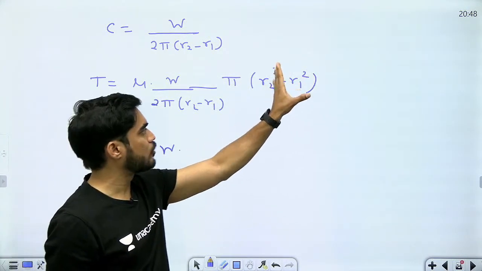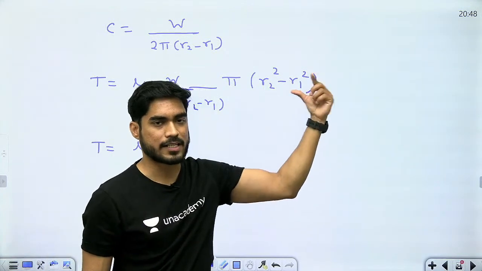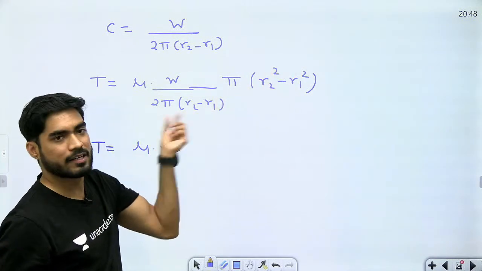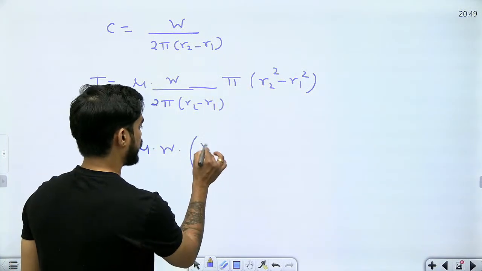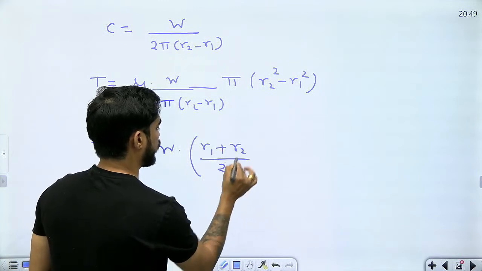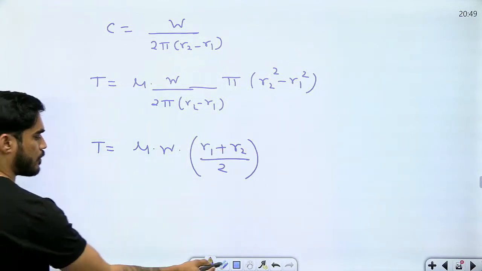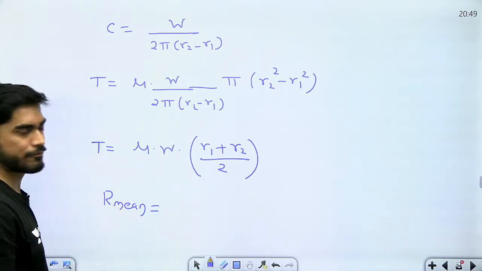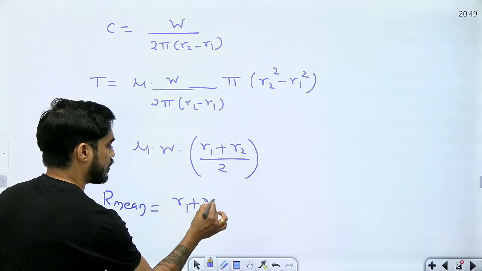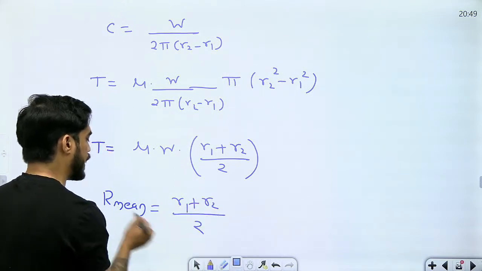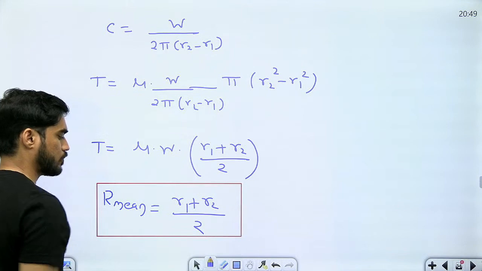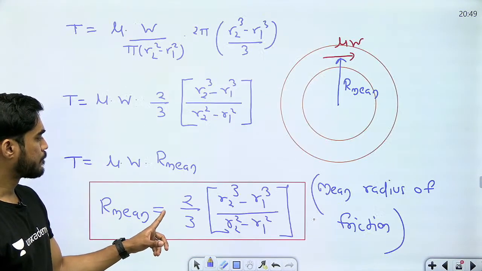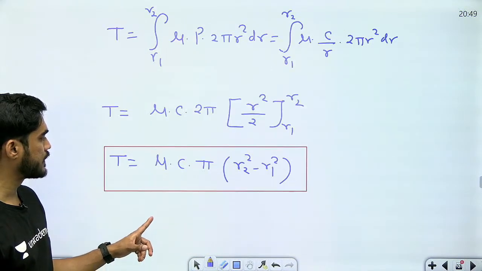Can I write it as R2 plus R1 into R2 minus R1? A plus B, A minus B, A square minus B square. So beta, A minus B and A minus B will be cancelled. I will get A plus B, so R1 plus R2 by 2. Okay. So beta, from here, what will be the mean radius? Mu into W into R, if you compare it, then mean radius will be R1 plus R2 by 2, the average of R1 and R2. So here the mean radius of friction is this, and here the mean radius of friction is this.